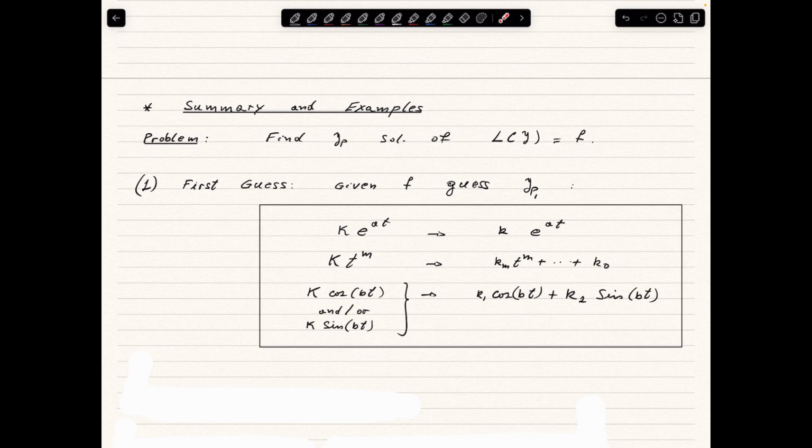This method also works if we have here, for example, 2 cosine of 3t.